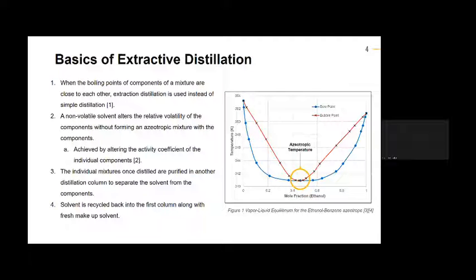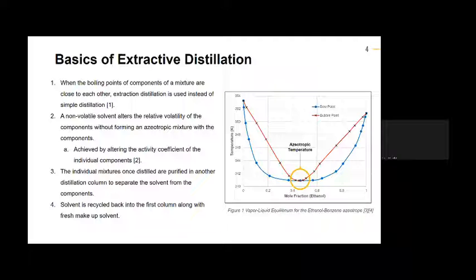Whenever the boiling points of a few components inside a mixture are very close to each other, it's very difficult to separate them. If we use a simple distillation process, we might require an infinite or very high number of trays, and it might also take a very long time to distill the components inside a mixture. So because these boiling points are so similar or very close to each other, that's why we use extractive distillation. It's much cheaper, much faster, and gives a better result as compared to the simple distillation process.